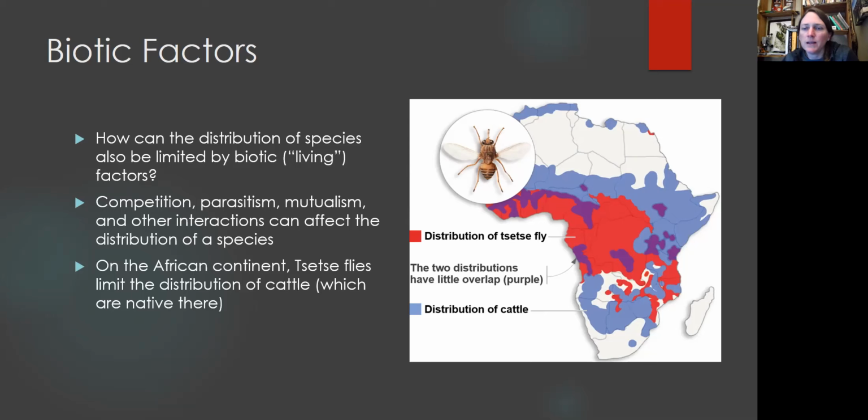So you can see in red places where the tsetse fly is distributed, and in blue, the places where the cattle are distributed. And you see that there's only a few places right along the edges where both are found, and those are in purple. And so you can see the flies and the cattle are kind of keeping each other out of different parts of habitats that might otherwise be acceptable.